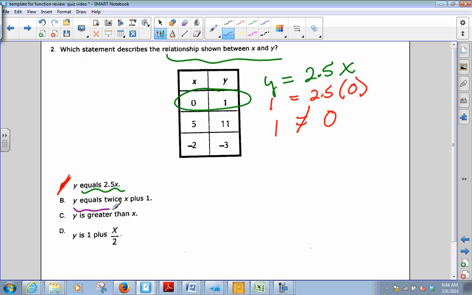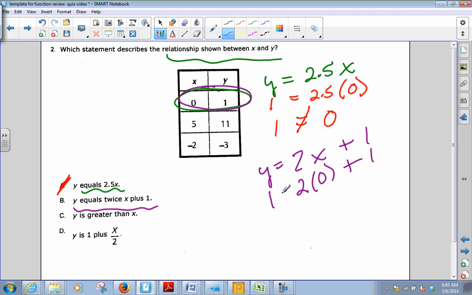So let's try option B. Y equals twice x plus 1. Whenever you're doing twice something, you're multiplying it by 2. So that means I should be able to take this point and put it in and see if it works. So instead of 2 times x, I'm going to do 2 times 0 plus 1. And I should get 1 for y.